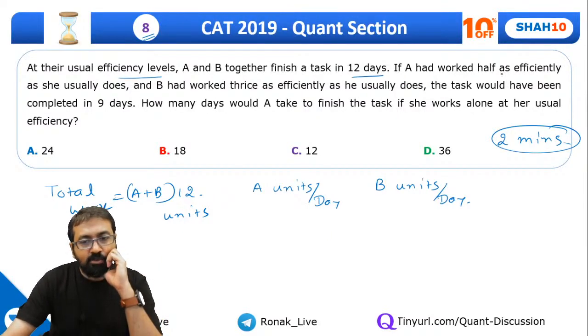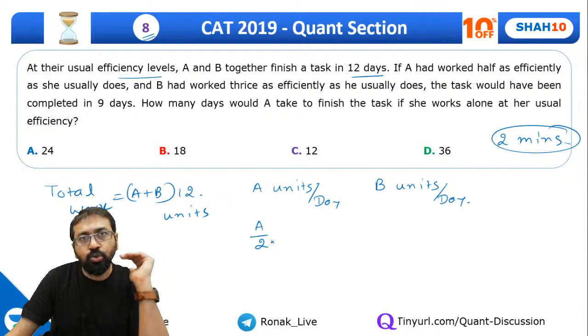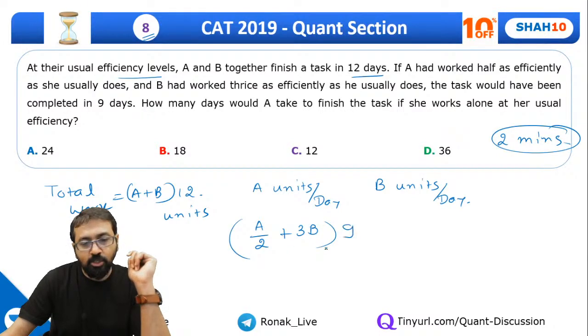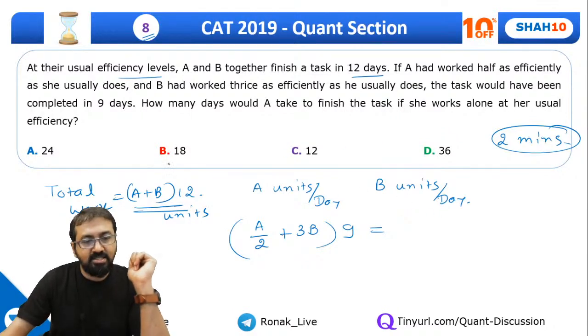Now if A had worked half as efficiently as she usually does, that means A will be doing only A by 2 units of work per day, and B had worked thrice as efficiently as he usually does. So B is doing 3B units per day, then the task would have been completed in 9 days. So now this will get over in 9 days. So this is the total work they will do. Can I say this should be equal to this one? Everyone? Yes, the answer is 18. Fine.